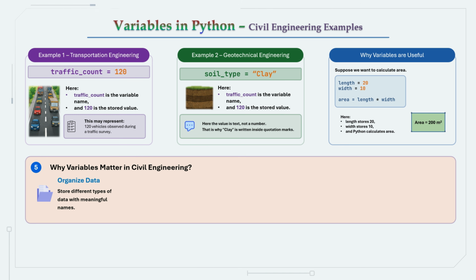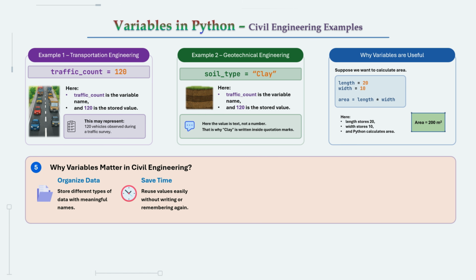Now second one is save time. Variables also help to save time. Suppose we need to use the same value many times in a calculation. Instead of writing the value again and again, we store it once inside a variable. For example, road_width equal to 10. Now we can use road_width many times whenever needed. This makes our work faster and easier.